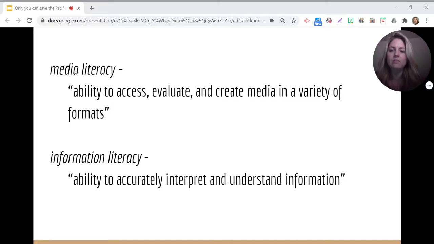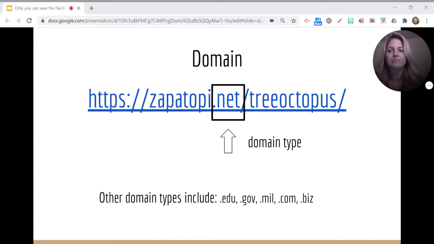Why is this important? Because we are bombarded with more information than ever before, coming at us from myriad places in all kinds of formats. We need to be able to sift through it to find the good stuff and leave the rest behind.